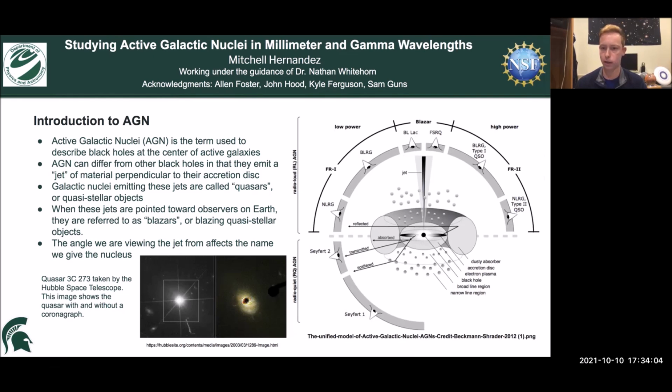And so this means that the angle that you're viewing the jet from will actually determine what you call the nucleus. So this is a cool chart to show you different angles and what you would call a quasar when you're looking at it from different angles. And so up here, blazars, when it's pointed towards Earth, and that's what I was looking at this summer.